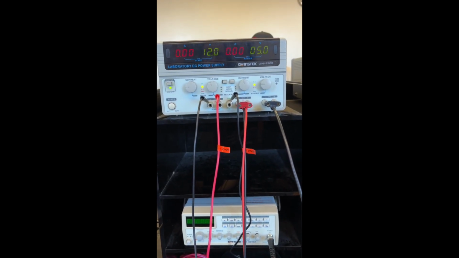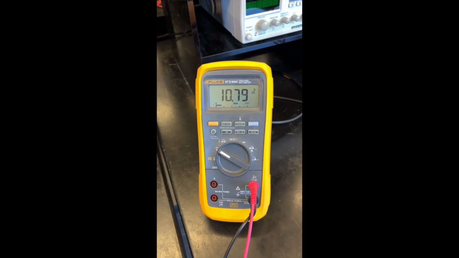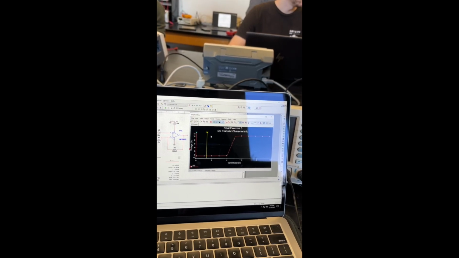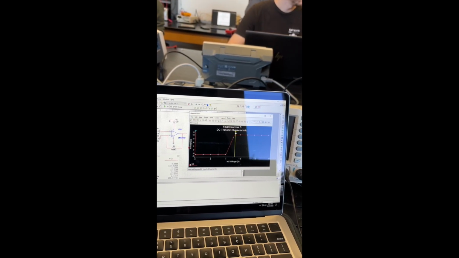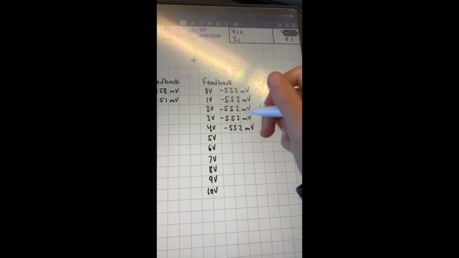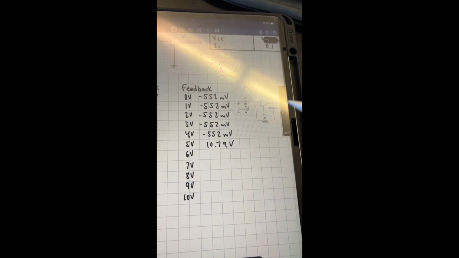All right, now for a Vin of 5 volts, as expected, our Vout changed, and it is now 10.79 volts. And if we look at my simulation, let me use the cursor. At 5 volts, we are expecting about 10.4 volts. I'm getting a reading of 10.79. So it is pretty close to what we would expect.